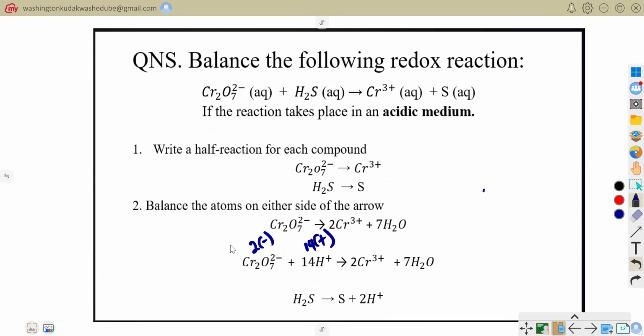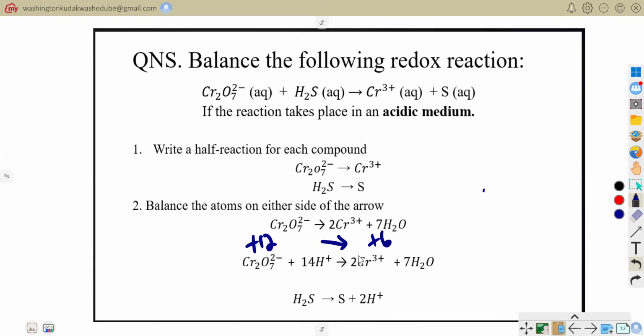So these ones in total, they'll give me what? They'll give me 14 minus 2, which is equal to plus 12. So on my left hand side, I've got what? Positive 12. I've got a charge of positive 12. And then on my right hand side of the arrow, I've got 2 times 3, which is positive 6.